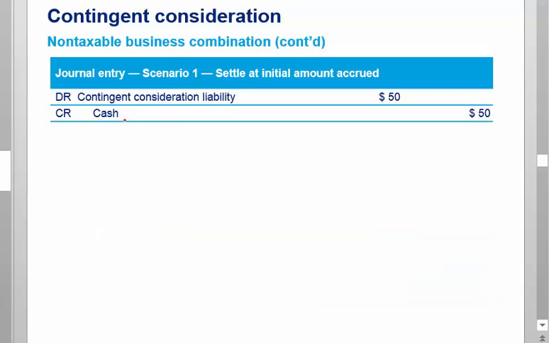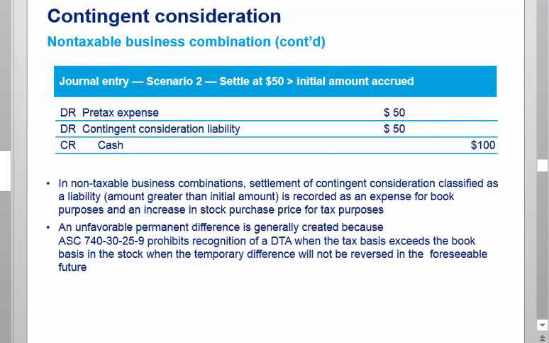Okay. So if we pay it at 50, nothing happens. But if instead we pay 100, okay, so we pay 100 in cash, well, we reverse our liability, but now we've got a P&L entry for the additional 50, right? Like this is our change in value. So that is recorded as an expense for book purposes, but it's purchase price for tax. And so it's an unfavorable perm.